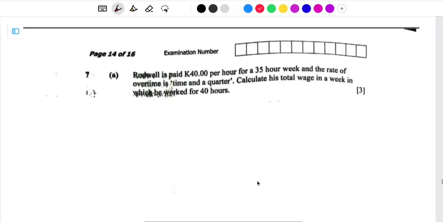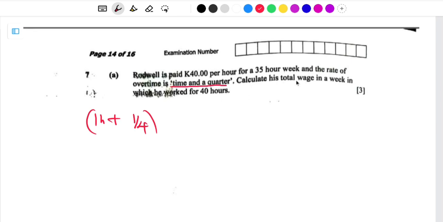Question 7a. Lordwell is paid 40 kwacha per hour. So that is the amount of money that he is receiving per hour. And then for a 35 hour week, and the rate of overtime is time plus a quarter. So you know quarter is 1/4, isn't it? Then plus time. So time, it was 1 hour.